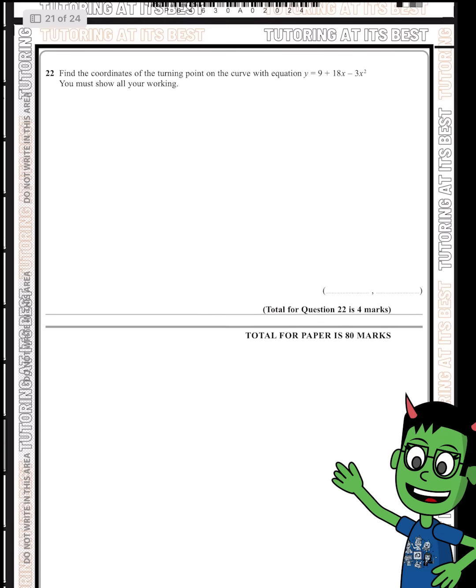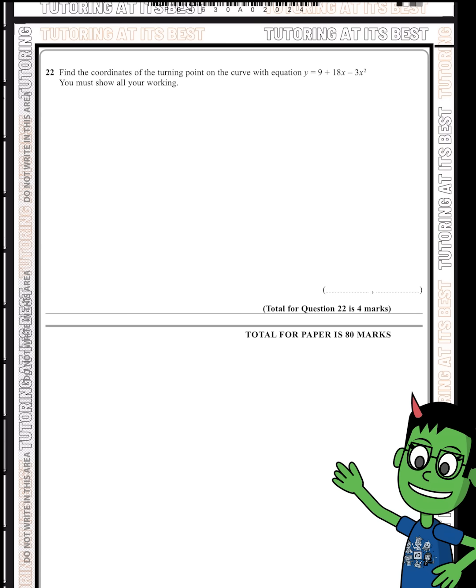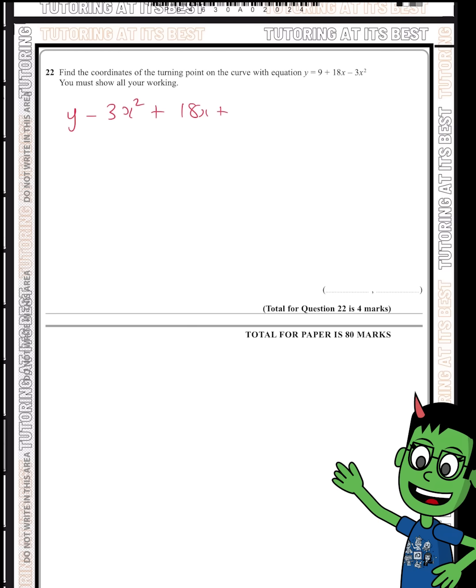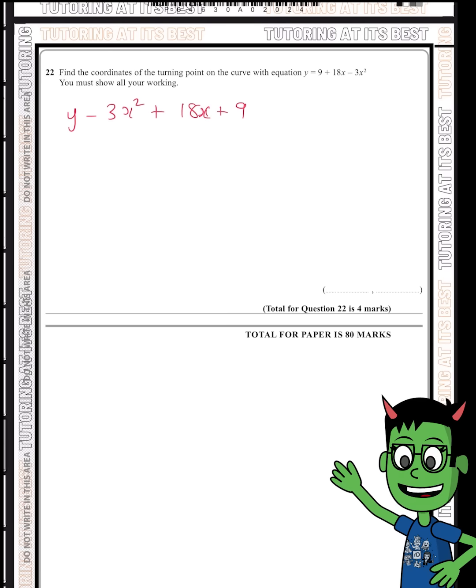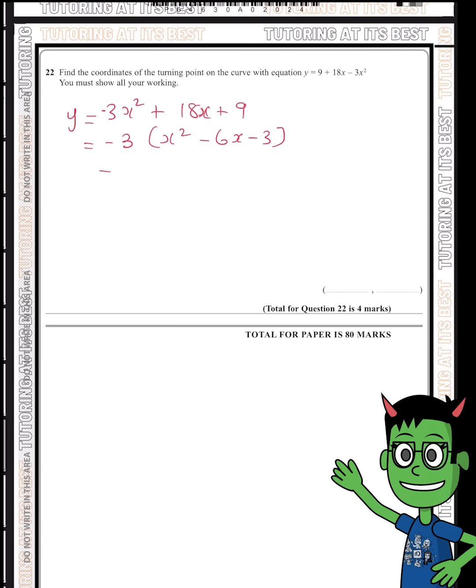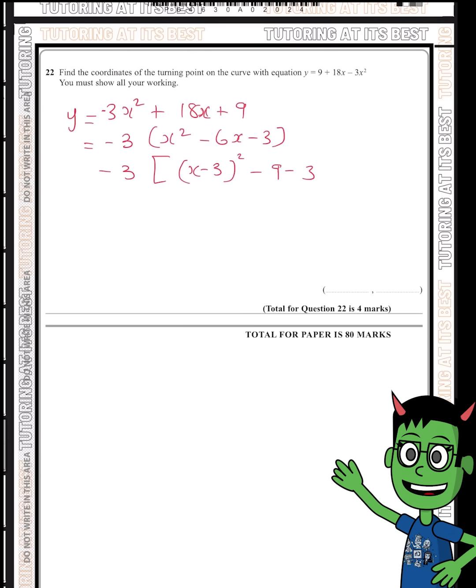Okay, and over to our final question. Find the coordinates of the turning point on the curve with equation y equals 9 plus 18x minus 3x squared. So firstly, let's go ahead and write this in the form of ax squared plus bx plus c. Now I've gone ahead and done that. Let's factorize it right away. And then we can go ahead and complete the square on this.